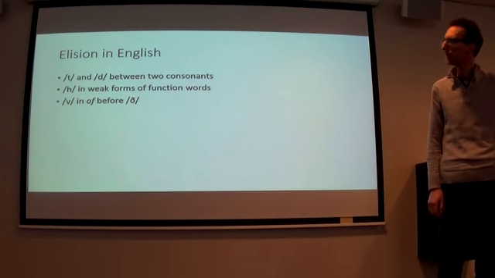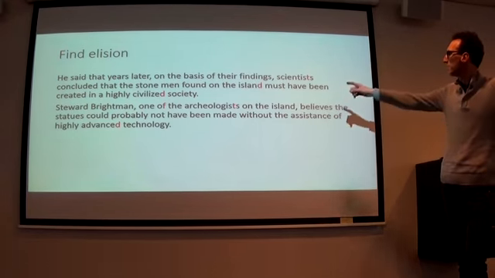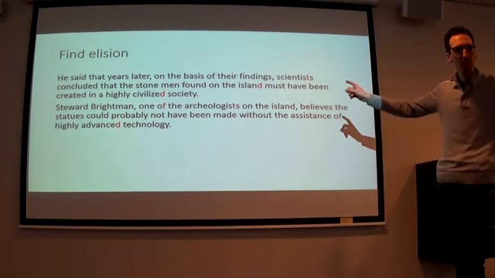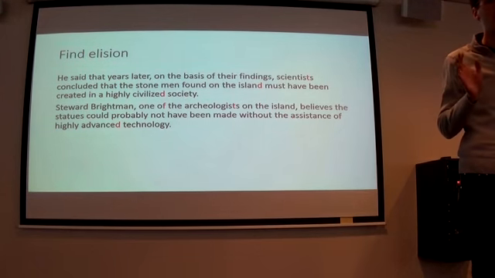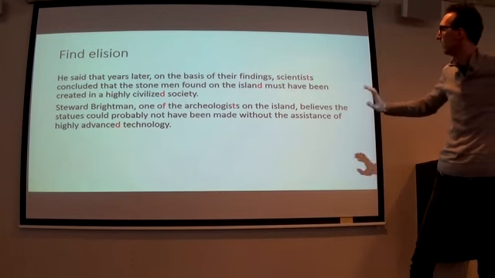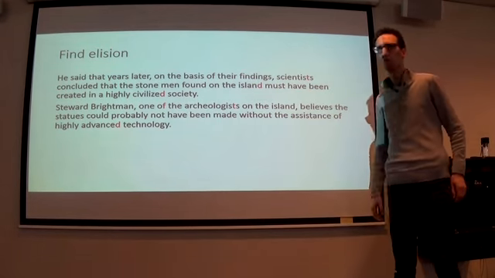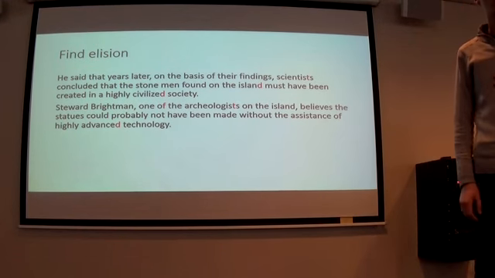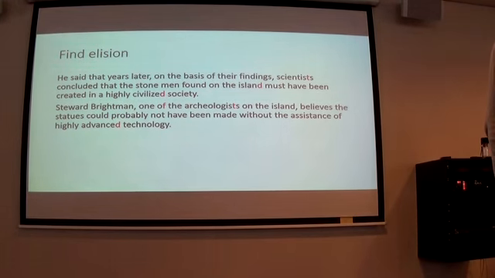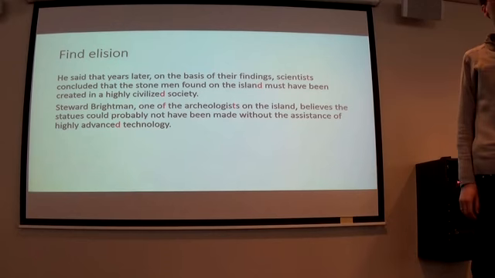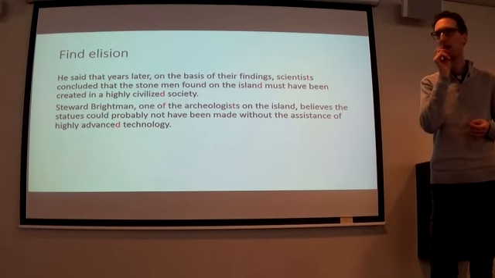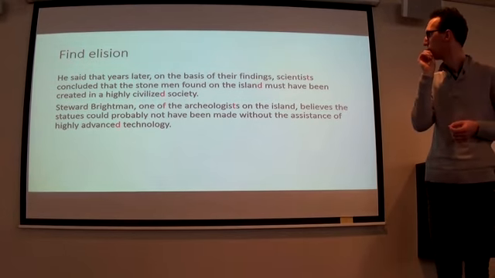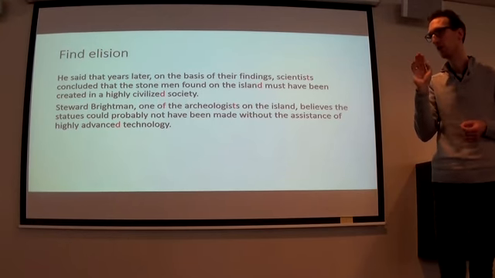So if we go back, you see scientists, the t is between two consonants, s and s. It's very hard to pronounce. We say "scientists", "island must". It's between two consonants, that's why it's elided. Civilized society, the d is elided because it's between two consonants. If it was between a consonant and a vowel, for example, "the island pan", then you would pronounce the D. There's no elision.